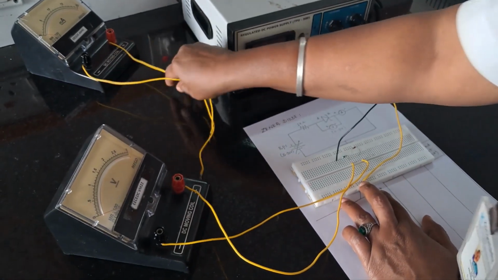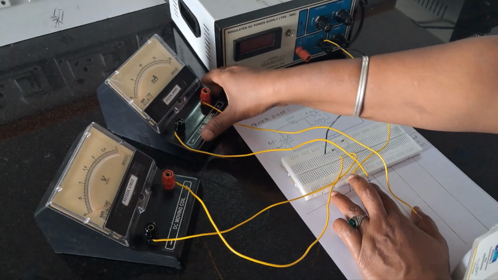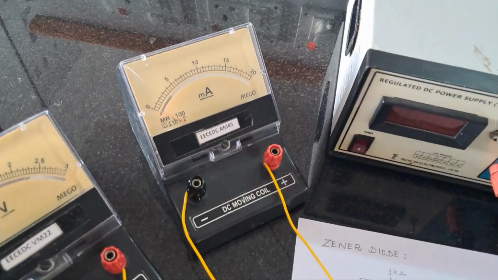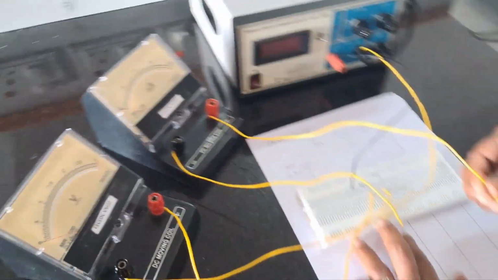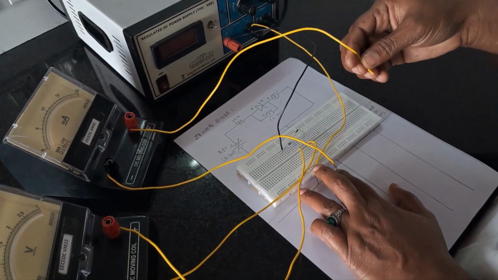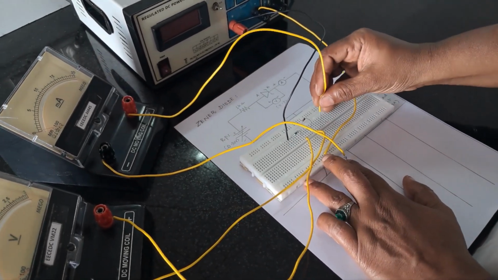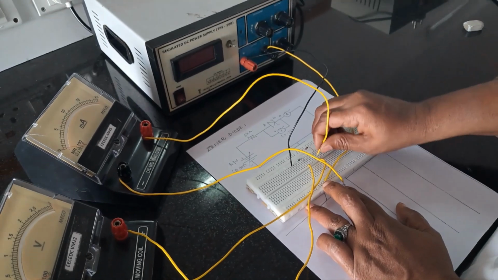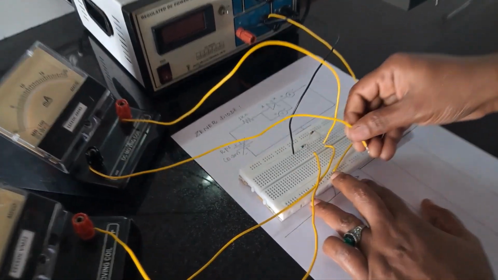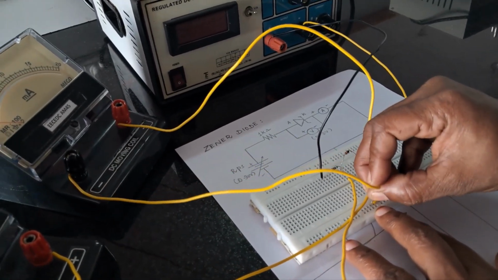Next we have to take an ammeter. The range of the ammeter is 0 to 20 milliampere, and the positive is connected to the cathode line and negative is connected to ground.